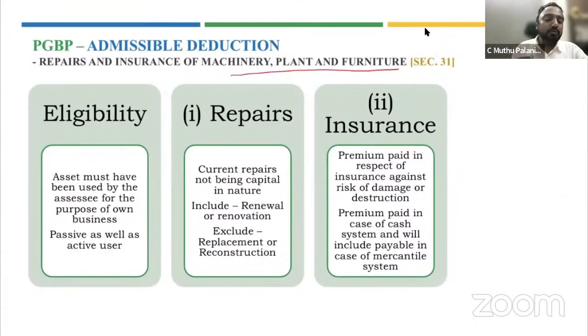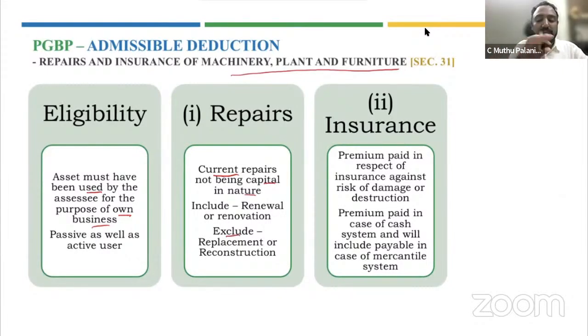What is the eligibility? Such asset must be used for the purpose of business, for my own business. That is the first thing. And repair, as we already discussed, can only be current repair. It cannot be capital in nature. And when you say revenue expenditure, it can be renewal or renovation, but it cannot be replacement or reconstruction. Please remember these keywords: renewal, renovation, replacement, reconstruction.